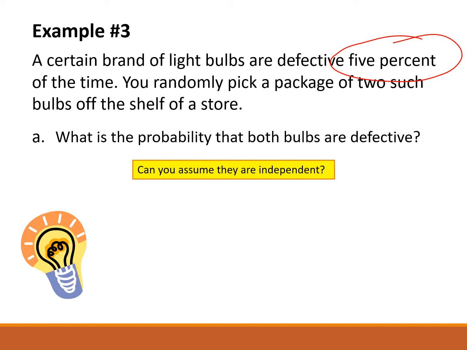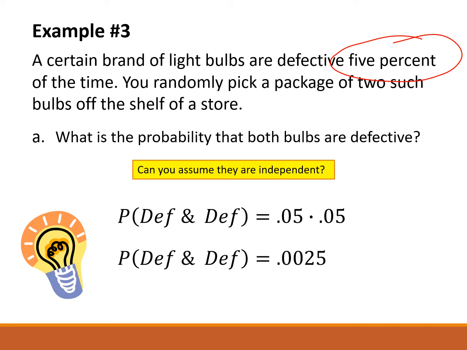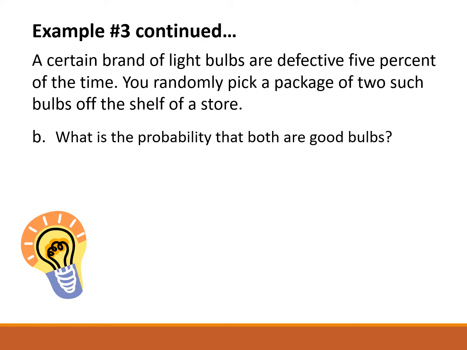So all we have to do is just multiplication like we did in our other problems. Just like we did rolling a die and flipping a coin, we just multiply them separately without changing denominators. So that's what we're going to do here. The probability of defective and defective is 0.05 times 0.05, because it's a 5% chance of being defective for each light bulb. And you just get your answer right there. Easy peasy. All right, so let's keep going.